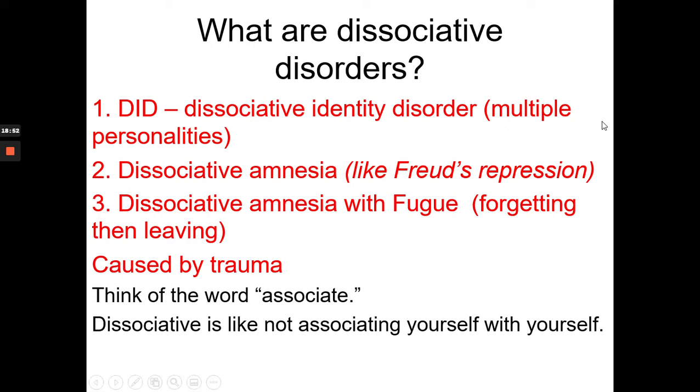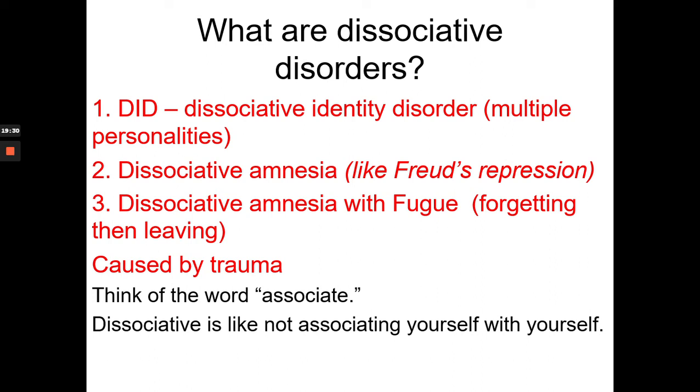Dissociative amnesia is just like when we talked about repression. You press the memory down into the unconscious, but in modern day, we call it dissociative amnesia. It's when you forget the trauma, but it's not caused by brain damage. It's caused by psychological trauma. So if you hit your head really hard and you forget, that's not dissociative amnesia. That's something else. So if you were assaulted or you witness a murder and you don't remember it, we call it dissociative amnesia.